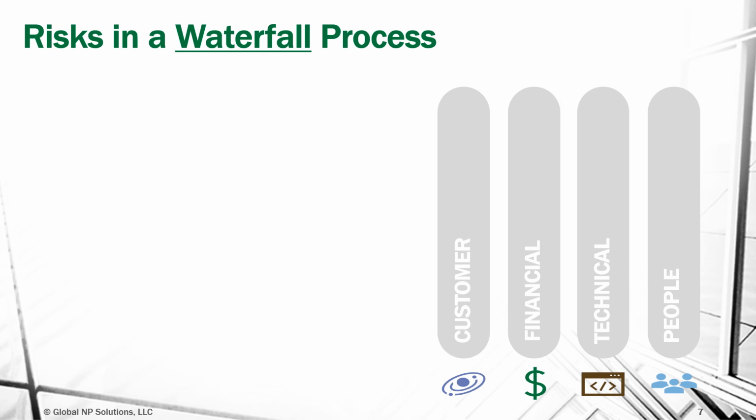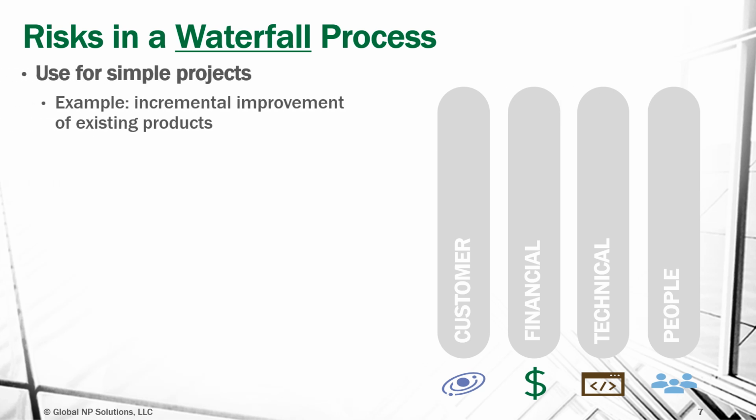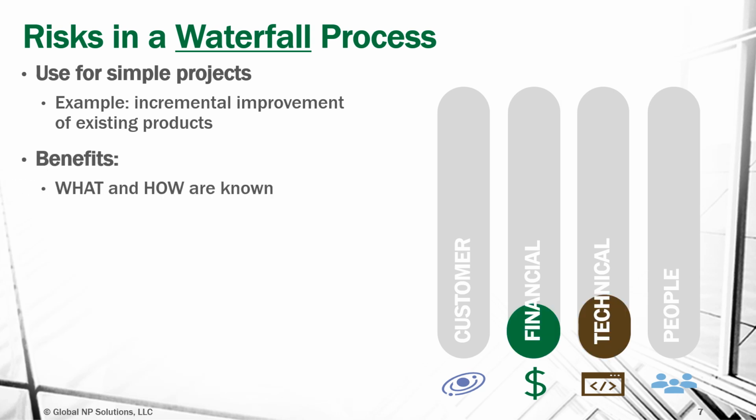So in a waterfall process, we're going to talk about the different categories of risks that we have. Waterfall processes are useful for very simple projects. For example, an incremental improvement of an existing product. The reason these work well is because we know both what and how to develop that new product. And that gives us security for financial and technical risk.